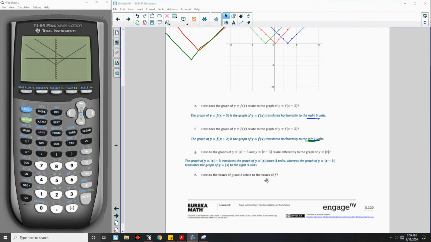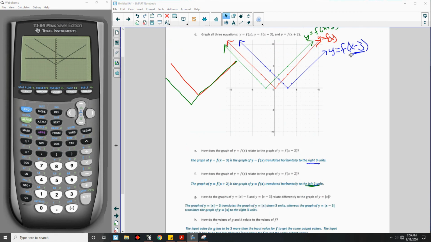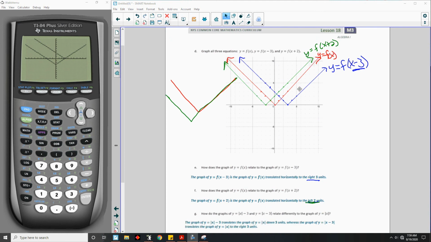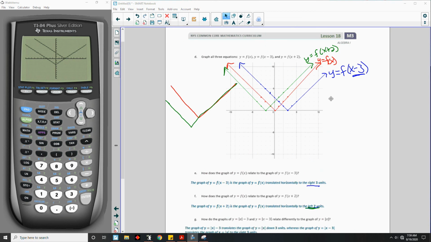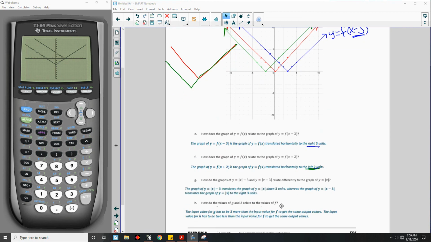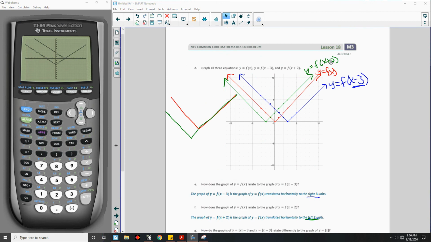How do the values of g and h relate to the values of f? Okay, the input value for g, that's these up here, has to be 3 more than the input value for f. That's the blue one. To get the same output value. And the input value for h has to be 2 less than the input value for f to get the same output value. So that's this one. So this one has to be 3 more, and this one has to be 2 less to get the same value of the parent function f of x.